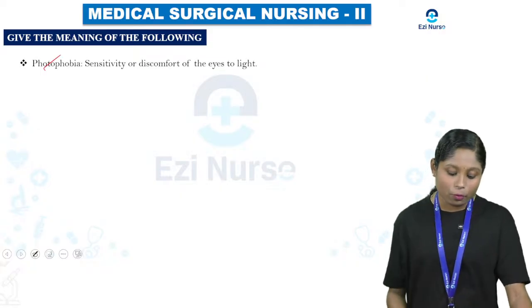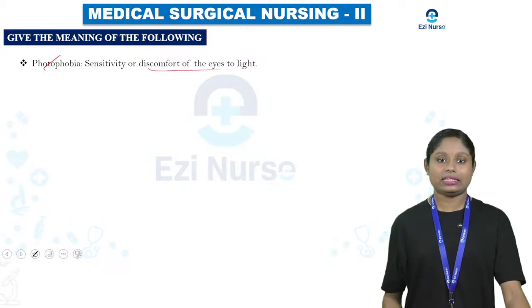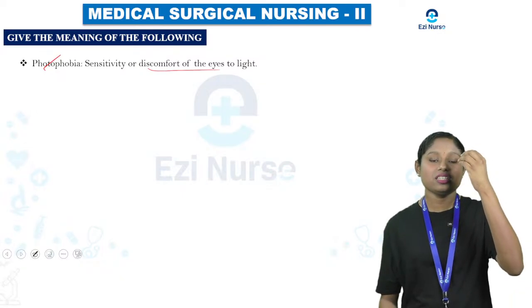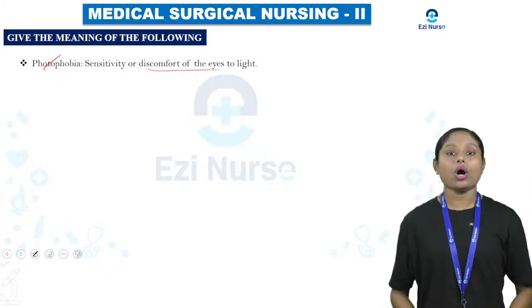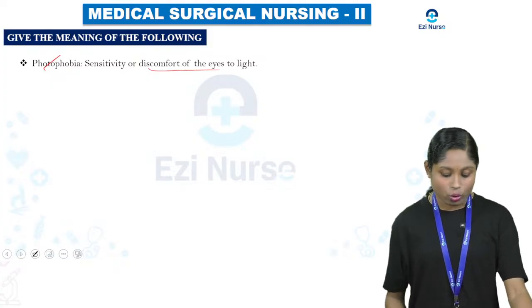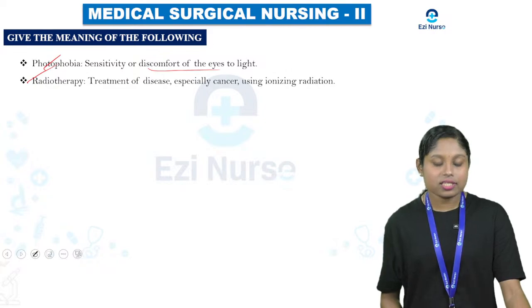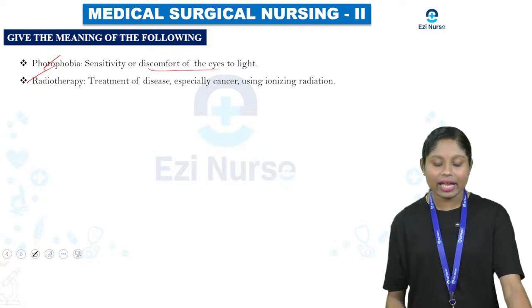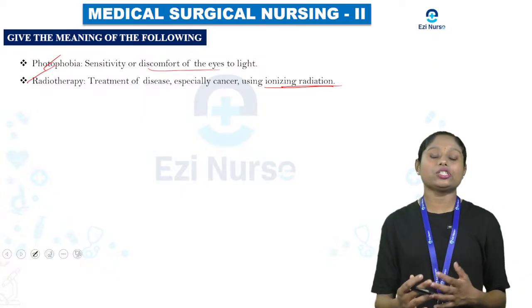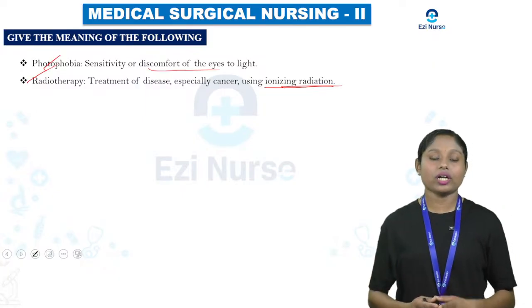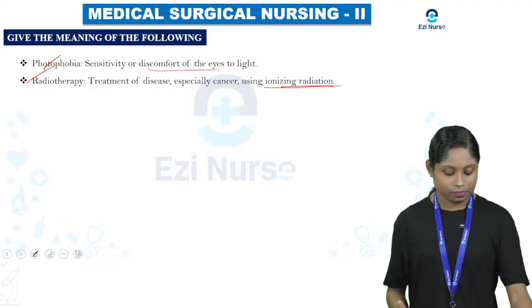So what is photophobia? It is a sensitivity or discomfort of the eyes to light. If a person has sensitivity to light, then it is known as photophobia. Next is radiotherapy. It's a treatment of diseases, especially cancer, using ionizing radiation. So we are using ionizing radiation for treatment purposes, then it is known as radiotherapy, mainly used in cancer treatment.